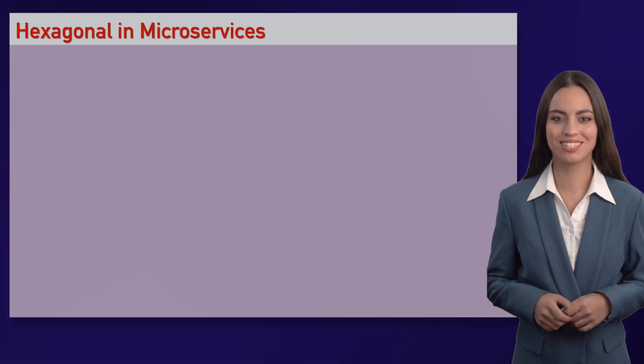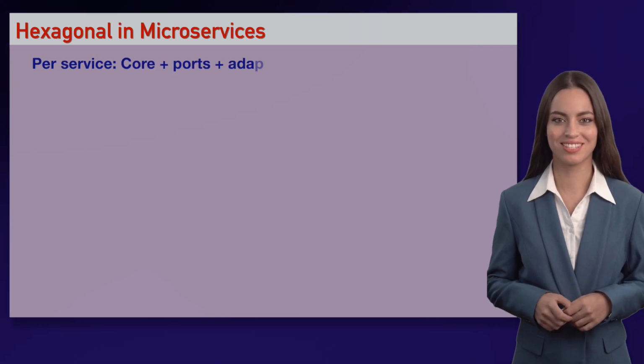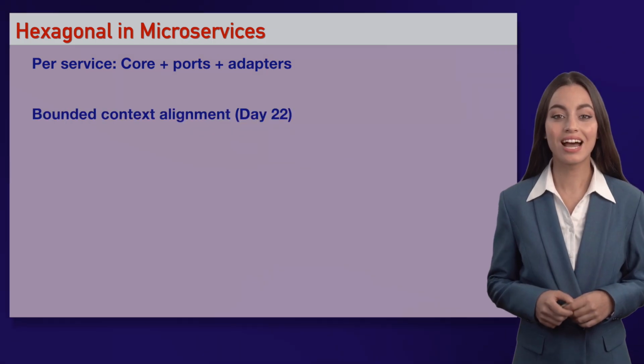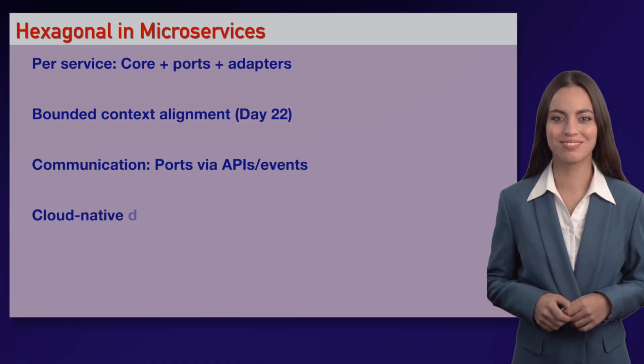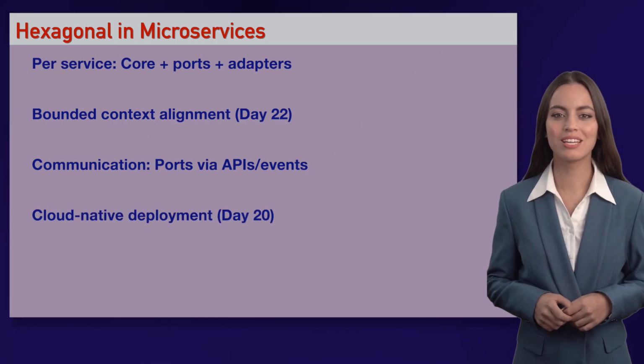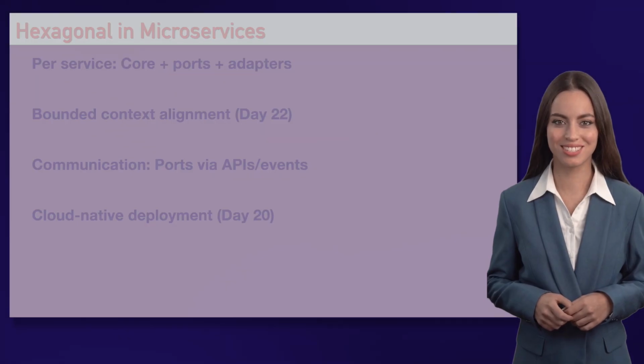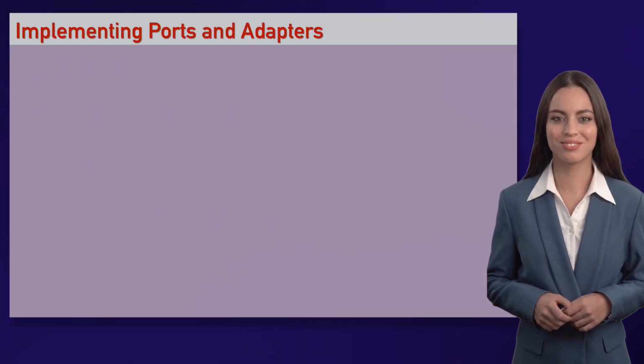Hexagonal in microservices. Apply the pattern per service, with the core domain surrounded by ports and adapters. Aligns perfectly with day 22 bounded contexts for clear ownership. Communication happens through input-output ports, often via APIs or day 9 events. Deploy in day 20 cloud-native containers for independent scaling and resilience.